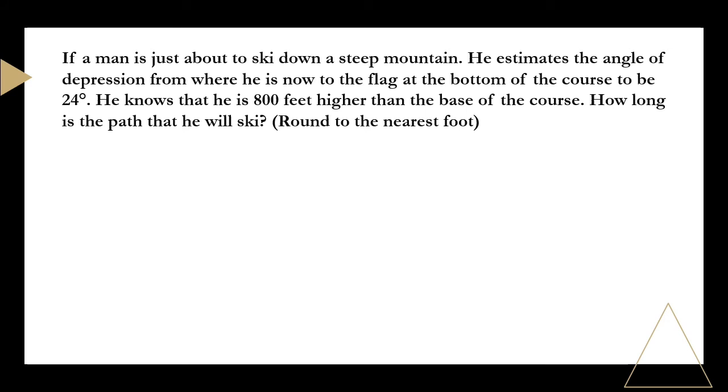So let's do this last example. If a man is about to ski down a steep mountain, he estimates the angle of depression. So I'm just going to draw my triangle. My angle is 24. He knows that he is 800 feet higher than the base of the course. So that's a height measurement. That is going to be the opposite. How long is the path that he will ski? Now, he's not skiing a horizontal distance, so we're trying to find direct distance. So we want to know hypotenuse.